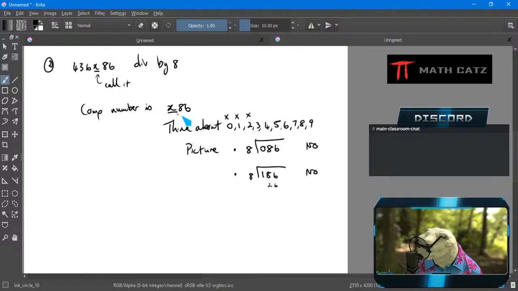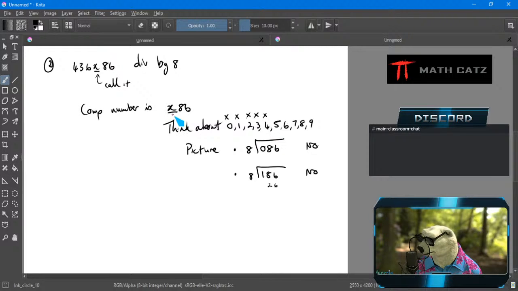386, I'm looking at 38. 8 goes into 38 with 6 left, right? 32. 66, no. It's going to be something left. I don't care what it is. I just need to know if there's something left. 486. 8 goes into 48. Yes, but then there's 6 left. Nope.